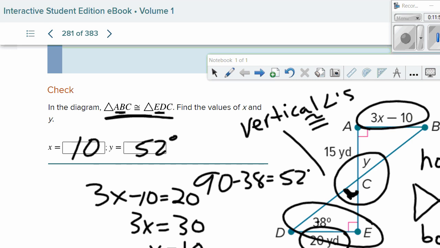The other thing too, though, I just wanted you guys to get this. Every time I have that, I get vertical angles, and we just need to keep that in our head, okay?